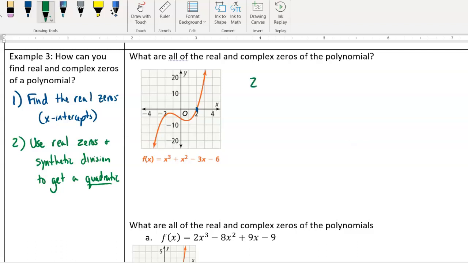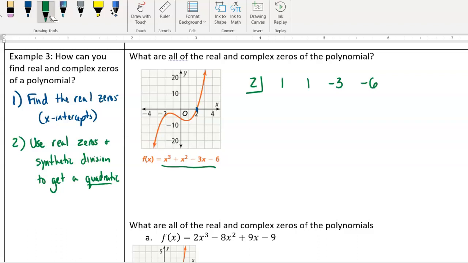So the 0 here is 2. And we're working with this polynomial. So remember, we write down the coefficients for each term. So we have a 1, a 1, a -3, and a -6. Remember, if there's any term that's missing, we need to fill that term in with a 0. So if there hadn't been an x squared here, we put a 0 in there for 0x squared.